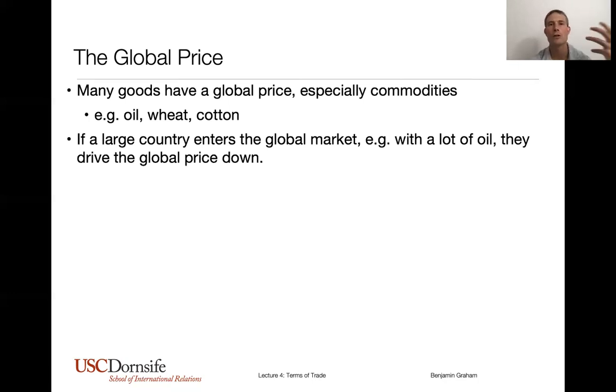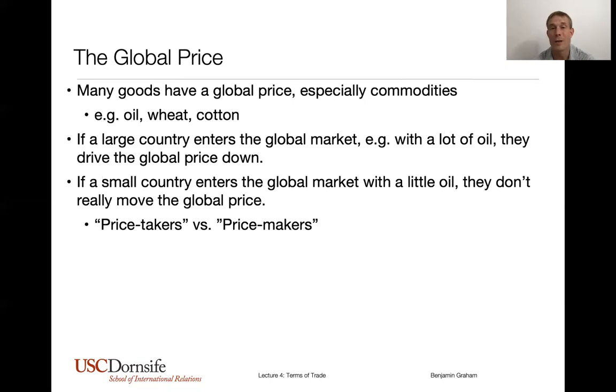So when a large country enters the global market, if Saudi Arabia puts their oil production onto the market, or if the US puts their wheat production onto the market, that act of selling is such a large amount that it's moving the supply curve. The entry of the US into a market is going to move the curve and change the price. So if the US starts to sell a bunch of stuff, the price is going to fall. Coming into a market as a big player, you move the prices against you.